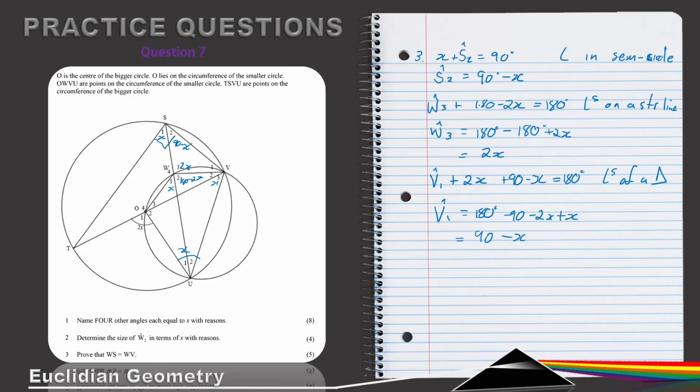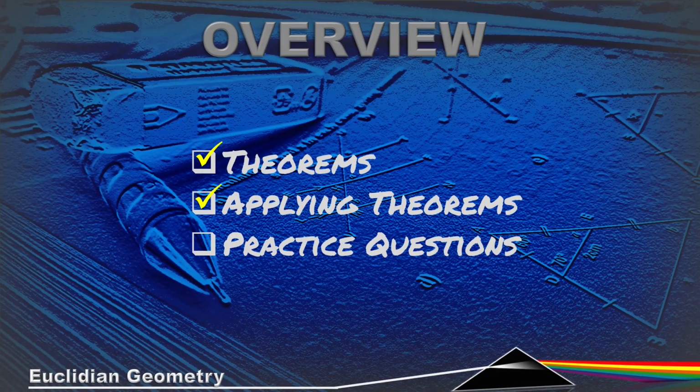Okay, so here we can see that S2 is equal to angle V1. So therefore angle S2 is equal to angle V1, and therefore we've got that WS is equal to WV. Equal angles, equal sides. Right, then we are done. And that was all of the practice questions, and we are done with this lesson.